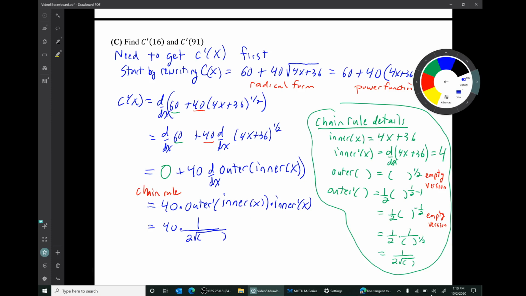So there's my outer prime, and I need to stuff it with the original inner function. And then I need to multiply by inner prime, which is just the number 4. And notice that I have written that number 4 up on the baseline, not down on the floor. Now I can simplify this. Notice that that 4 and that 2 cancel, turns that 4 into the number 2. So I end up with this. So that's my C prime of x. Now we need C prime of 16 and C prime of 91.